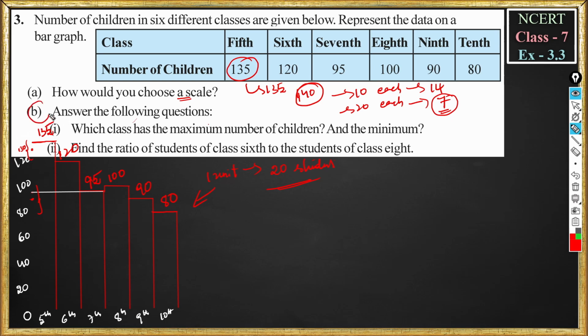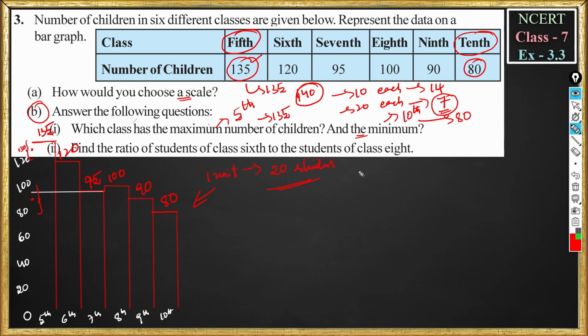Now for part B, question number 1. Which class has the maximum number of children and the minimum? The maximum children in the given data is 135. So 135 is in 5th class. Whereas the minimum number is 80. 80 is in 10th class. So for the maximum number it is 5th class, whereas for the minimum number it is 10th class. In 5th class there are 135 and in 10th class there are 80.